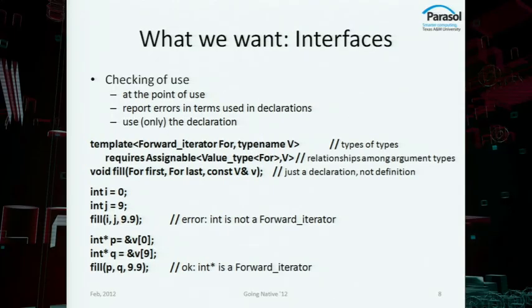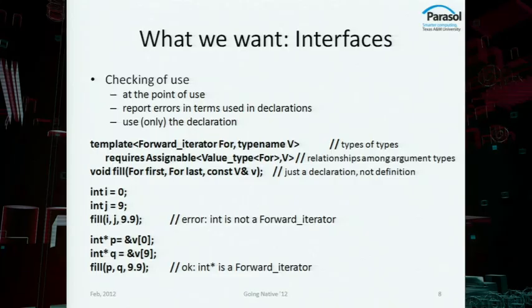That's what we've got. What we would like would be to be able to say that we want a forward iterator. And not only that, we want a forward iterator, and we would want to be able to assign the value we're given to the value type of the forward iterator. And so if we make the mistake again, fill i, j of 9.9, it will say int is not a forward iterator. Just like type checking as we learned about it in kindergarten. Well, maybe middle school these days. And the other example is again okay. So that's half of what we want.